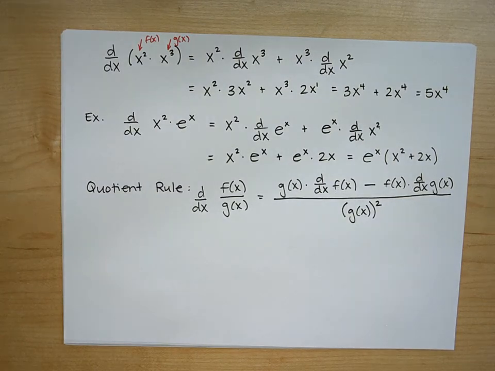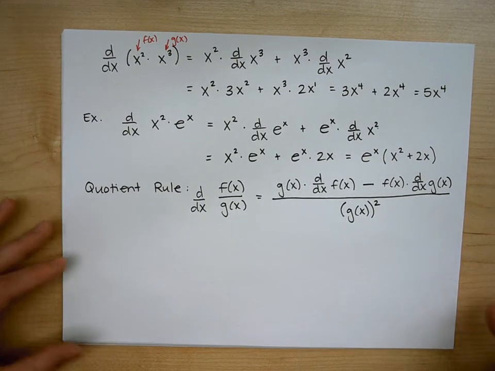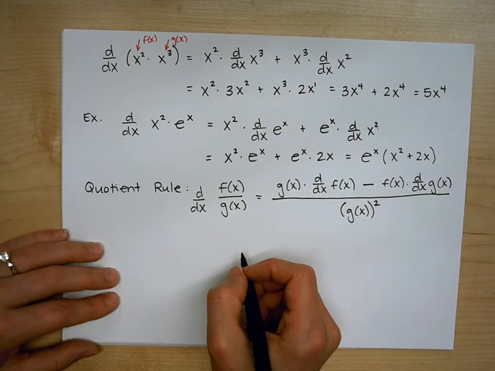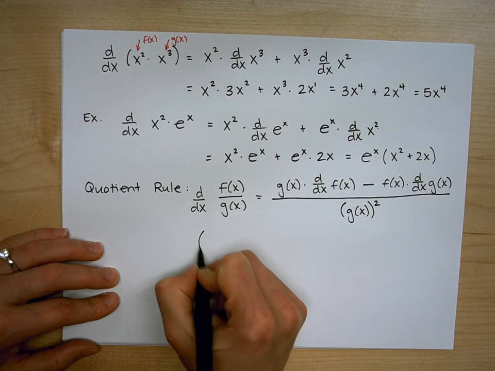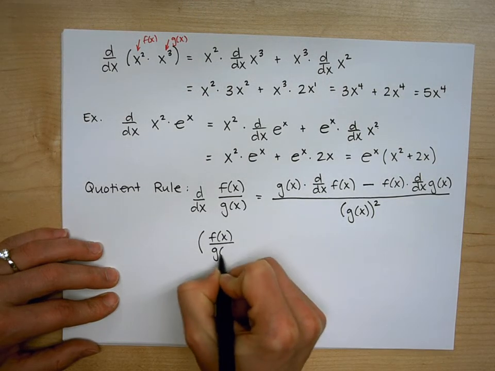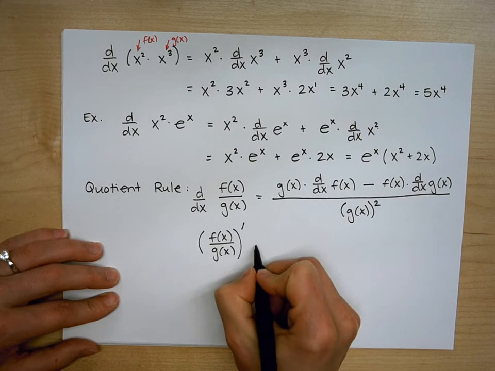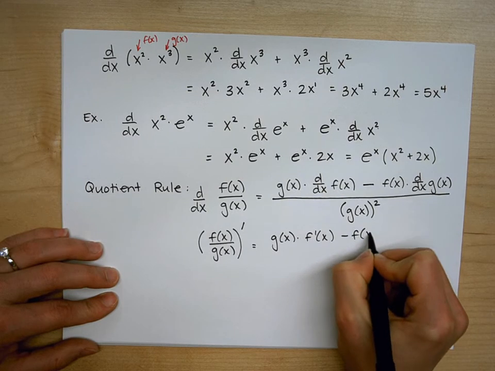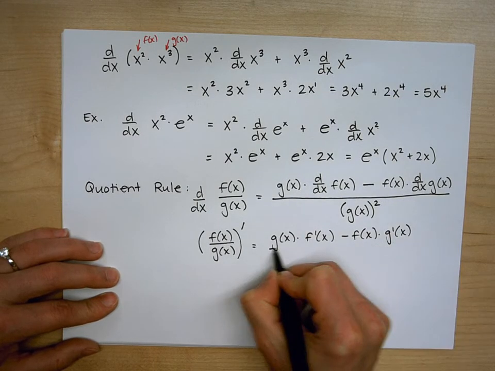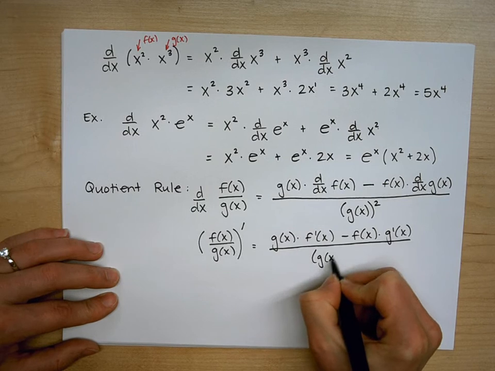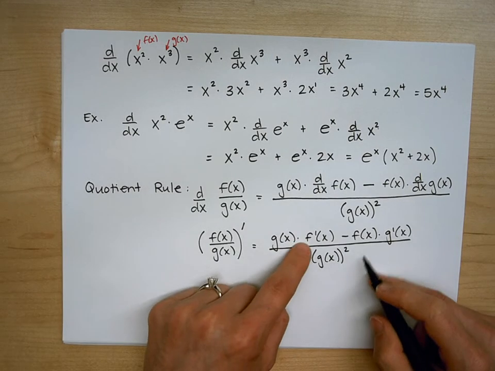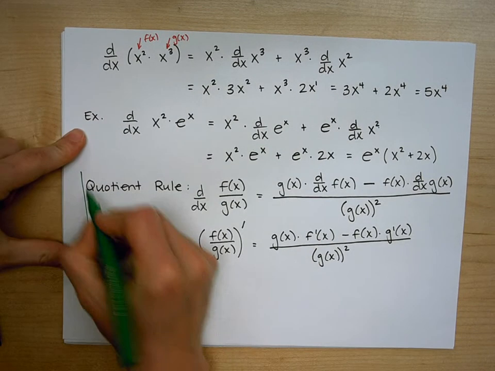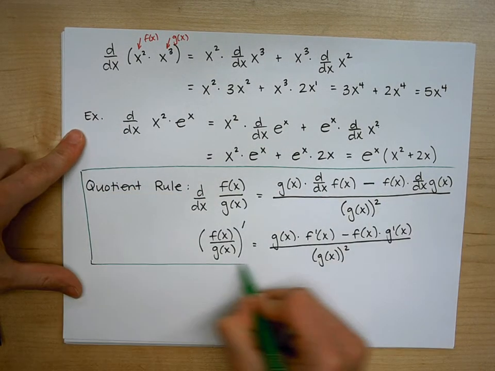This one's a little bit trickier to remember, but once you get some practice, it'll start to come a little bit more clearly, and you'll be able to remember it. Again, just for good measure, if I wanted to write this in prime notation, take the derivative, I'd have g of x times f prime of x, minus f of x times g prime of x, all over g of x squared. This one's just a little bit more condensed, a little bit easier to write. Okay, again, both of these are the quotient rule. It's just two different ways of writing it using the different notation that we've learned so far.